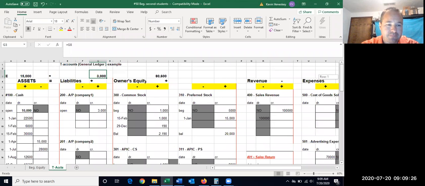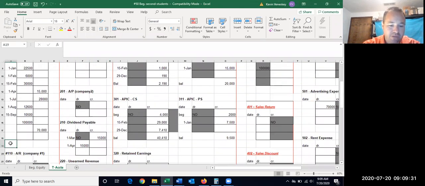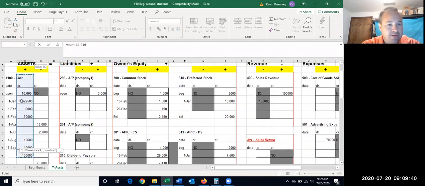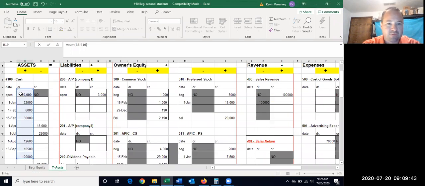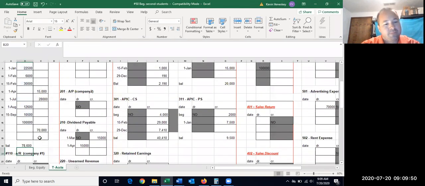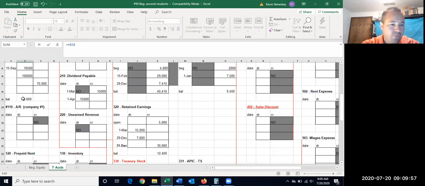Still got the $3,000. The only thing that changed over here was my cash. We had a big change. Let's see what it was. We need to add up all of my debits, subtract out all of my credits. 78.6. So just put in our new total plus my equipment that didn't change.